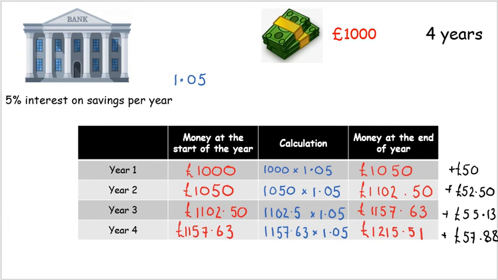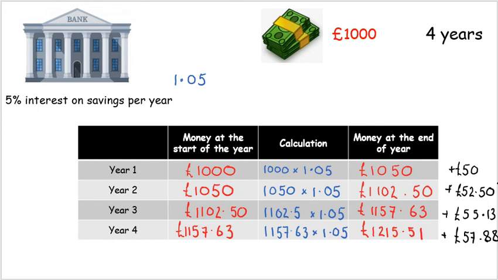Now, a few things to note when we go through this. First of all, at the end of year 4, we end up with £1,215 and 51 pence. So overall, the increase over those 4 years was £215 and 51 pence. But note the actual increase per year changed every year. And the reason for that is our original amount that we're taking that 5% of and increasing it on is different each time. Therefore, what the 5% represents will be different each time.